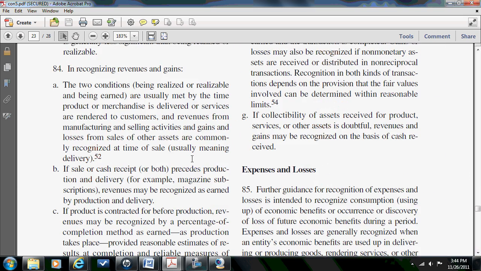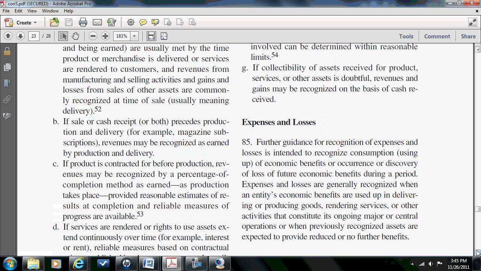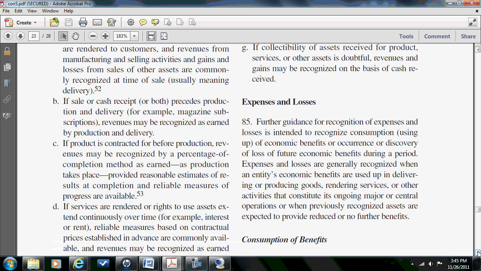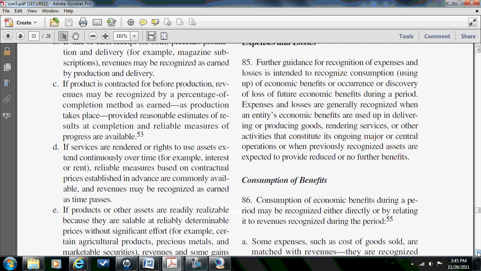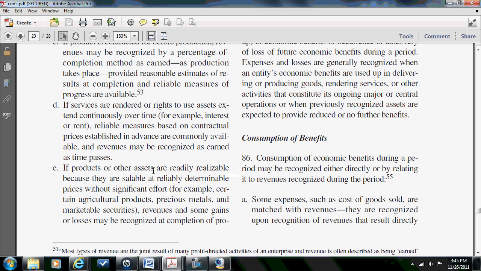And in paragraph 84, the concepts speak about the earnings process. And in 84D, we see that if products, if services are rendered or rights used, extend over a continuous period of time, for example, interest or rent, revenue may be recognized as earned as time passes. So for this particular case, this is our best source of authoritative information. So we're going to take that and we're going to begin to put together our letter to our client.